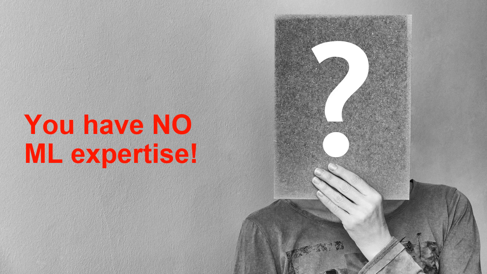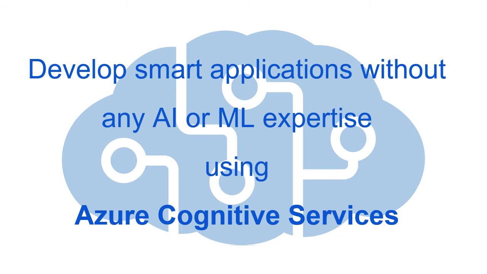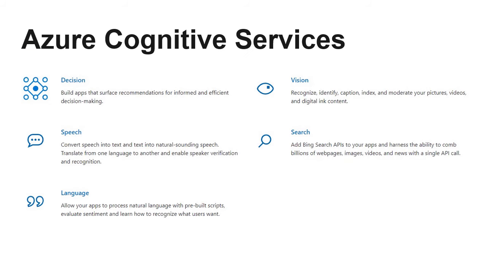Wait, don't give up. This is not 2005. There is a solution now. You can indeed develop smart applications without any AI or machine learning expertise using Microsoft Azure Cognitive Services APIs. All you need to know is a programming language and how to call a RESTful API. Ain't it great? Azure Cognitive Services are a bundle of APIs hosted and maintained by Microsoft. Call them machine learning as a service if you like. These APIs are categorized into 5 groups: decision, vision, speech, search, and language. There are several APIs under each category, and each of these categories is designed for a different scenario. Many of these services offer free tiers, so you can try them for free.